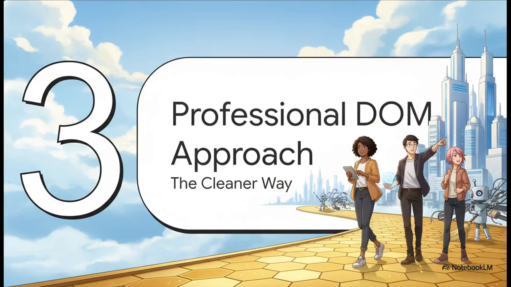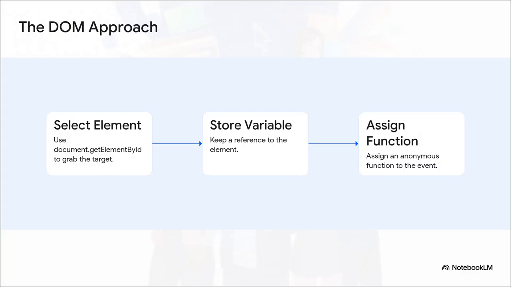Which brings us to the pivot. Section 3, the professional DOM approach. So the much cleaner, industry-standard way to handle interactivity is by using JavaScript DOM event properties. It really just boils down to a super memorable three-step method.